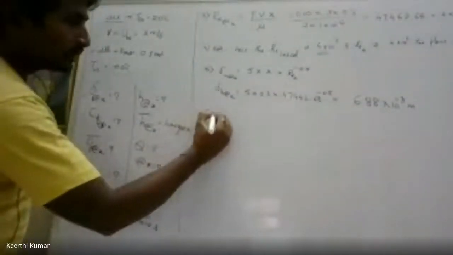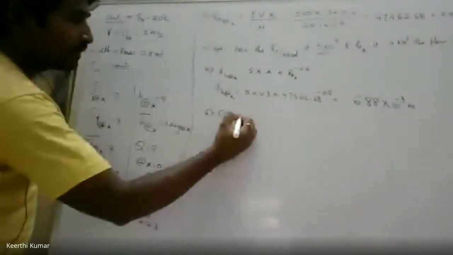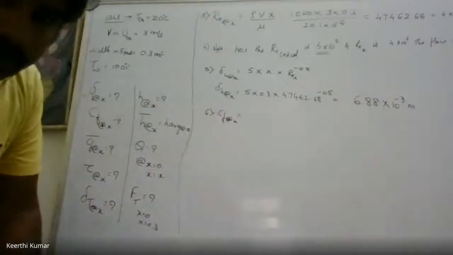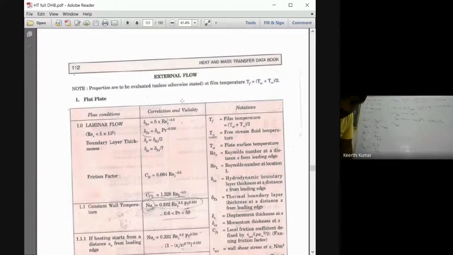I will go with the second unknown, that is Cf, the friction coefficient at X. Sixth step, Cf at X. That formula is there. Cf at a distance of X, friction coefficient, friction factor, is 0.664 into Reynolds number at X.